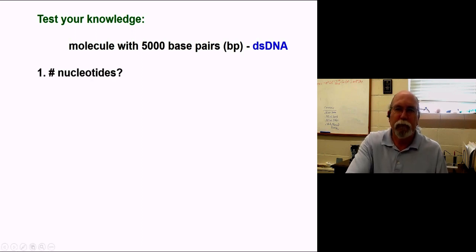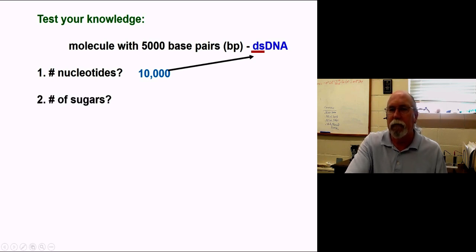All right, so some questions. How many nucleotides is this? Well, it's obviously 10,000, right? Because you've got base pairs. A pair is 2. So 2 times 5,000 is 10,000. And that's the double-stranded part I was talking about, okay? So just be careful, read that part of the question.